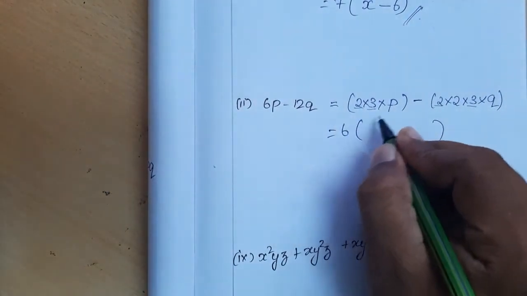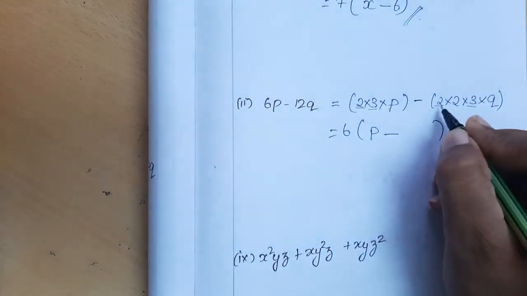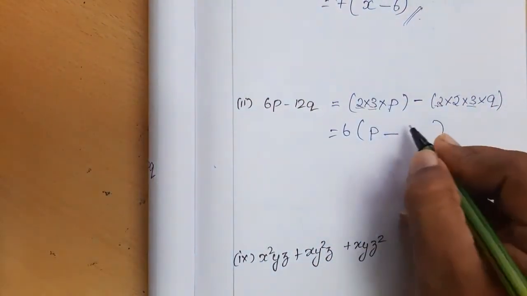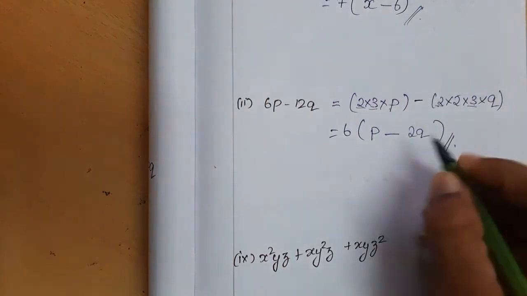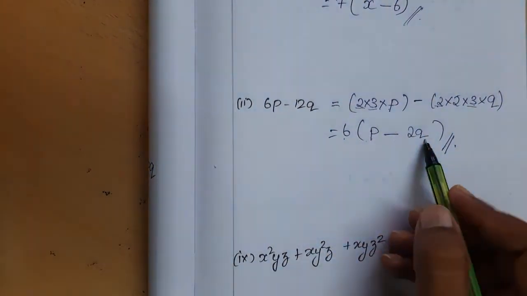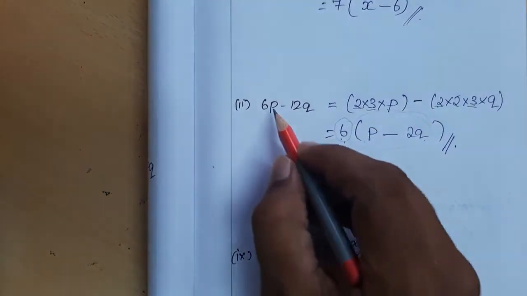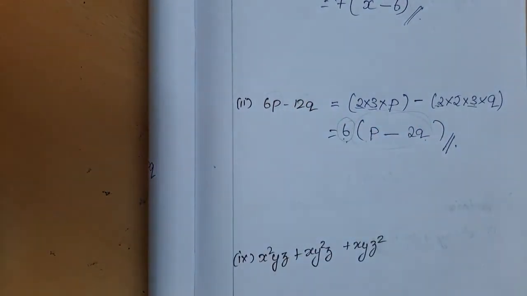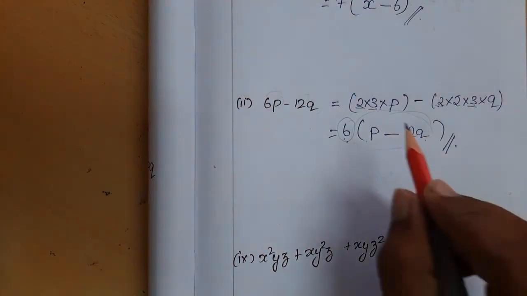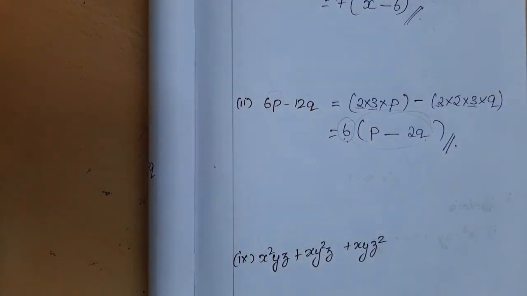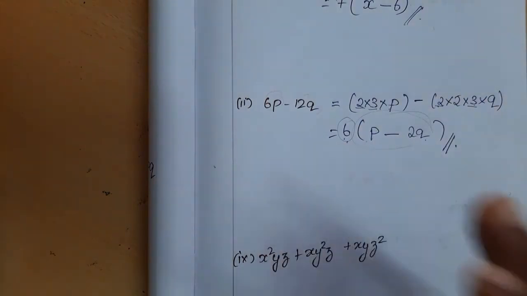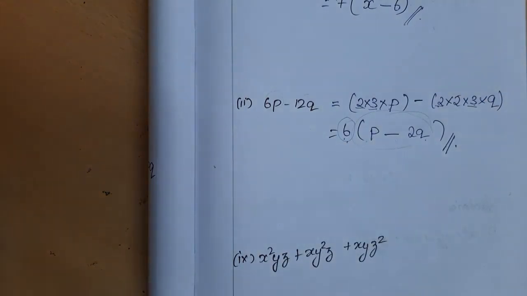So 2 into 3 is written as 6 here. So p minus, here 2 into 3 we wrote, the rest is 2q. So this is factorized: 6 into p minus 2q. So now it is a multiplication, right? 6 is multiplied with p minus 2q. But here it is not a multiply, it's a subtract. Clear? So like this, find the factorization, and after finding it, apply the distributive property, then we will get the factors.